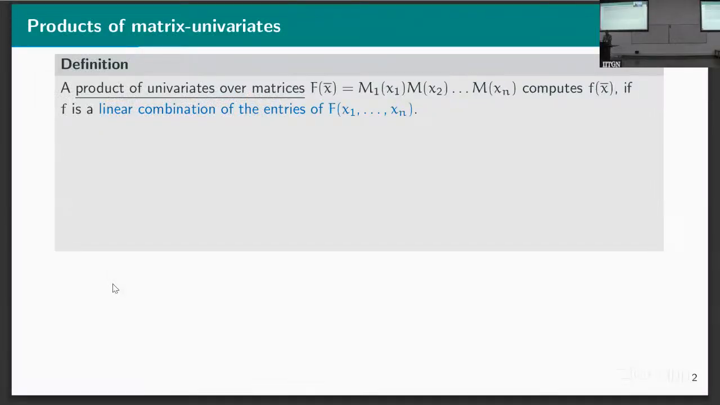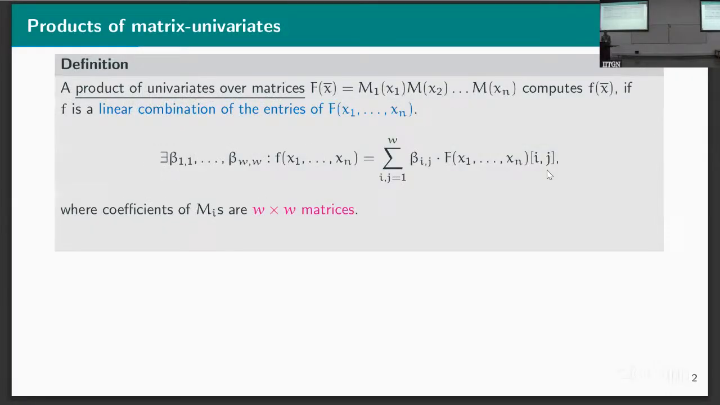Okay, so this is the formal definition. A product of univariates over matrices is said to compute a polynomial if this polynomial is a linear combination of the entries of the final product. This means that there are some betas, one for each entry of your matrix, such that you can take the beta linear combination and get the polynomial.